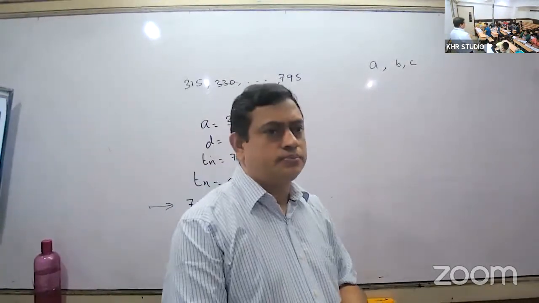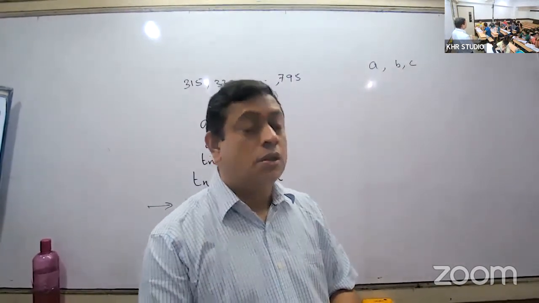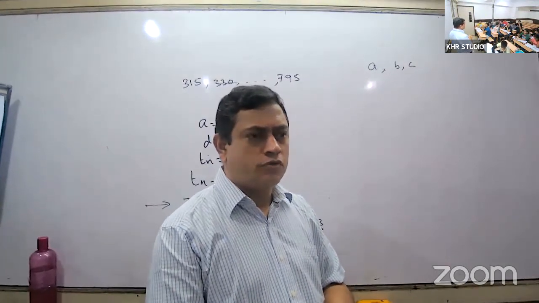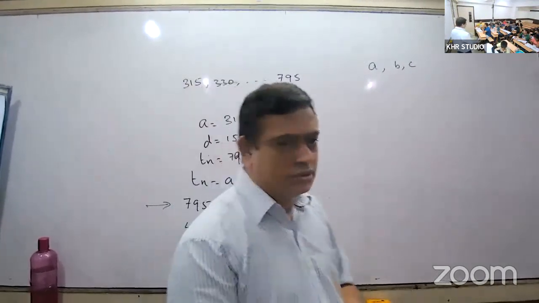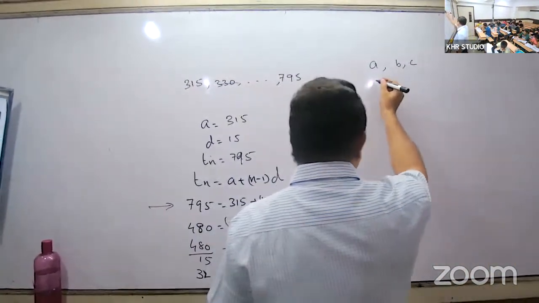Now look here, I'll explain. 4.1. What is 4.1? Now look. Stop talking and listen. If A, B, C are in AP, listen here.